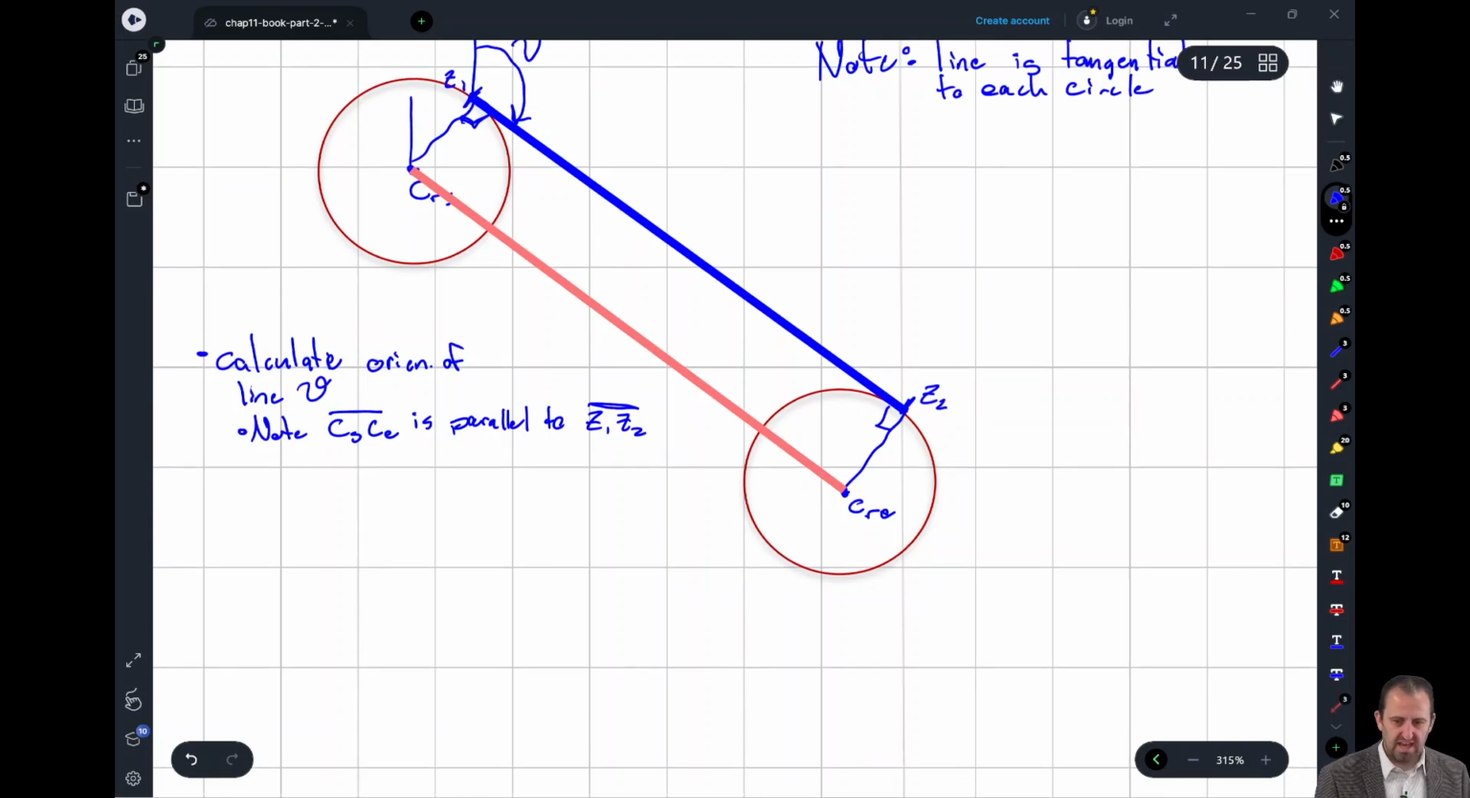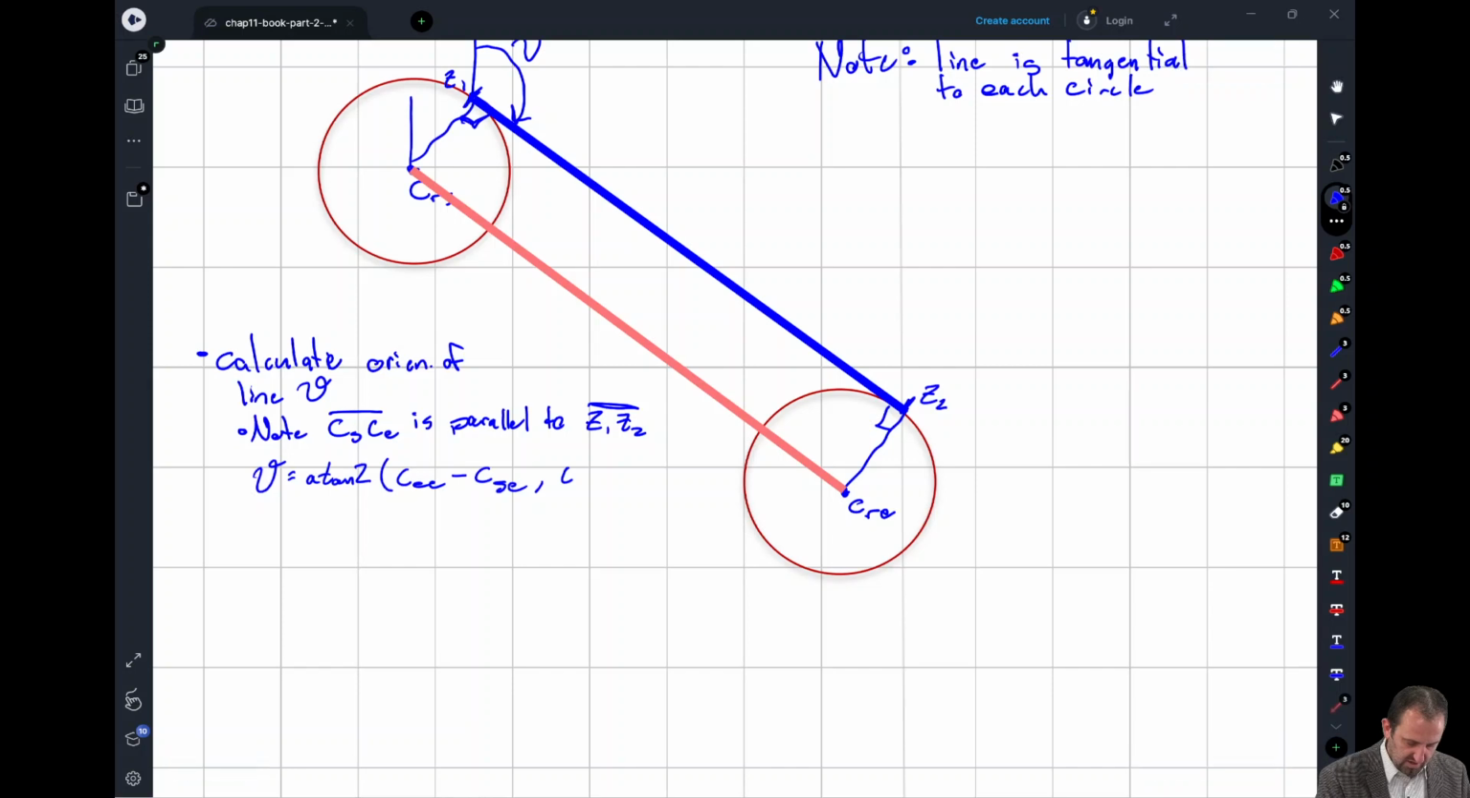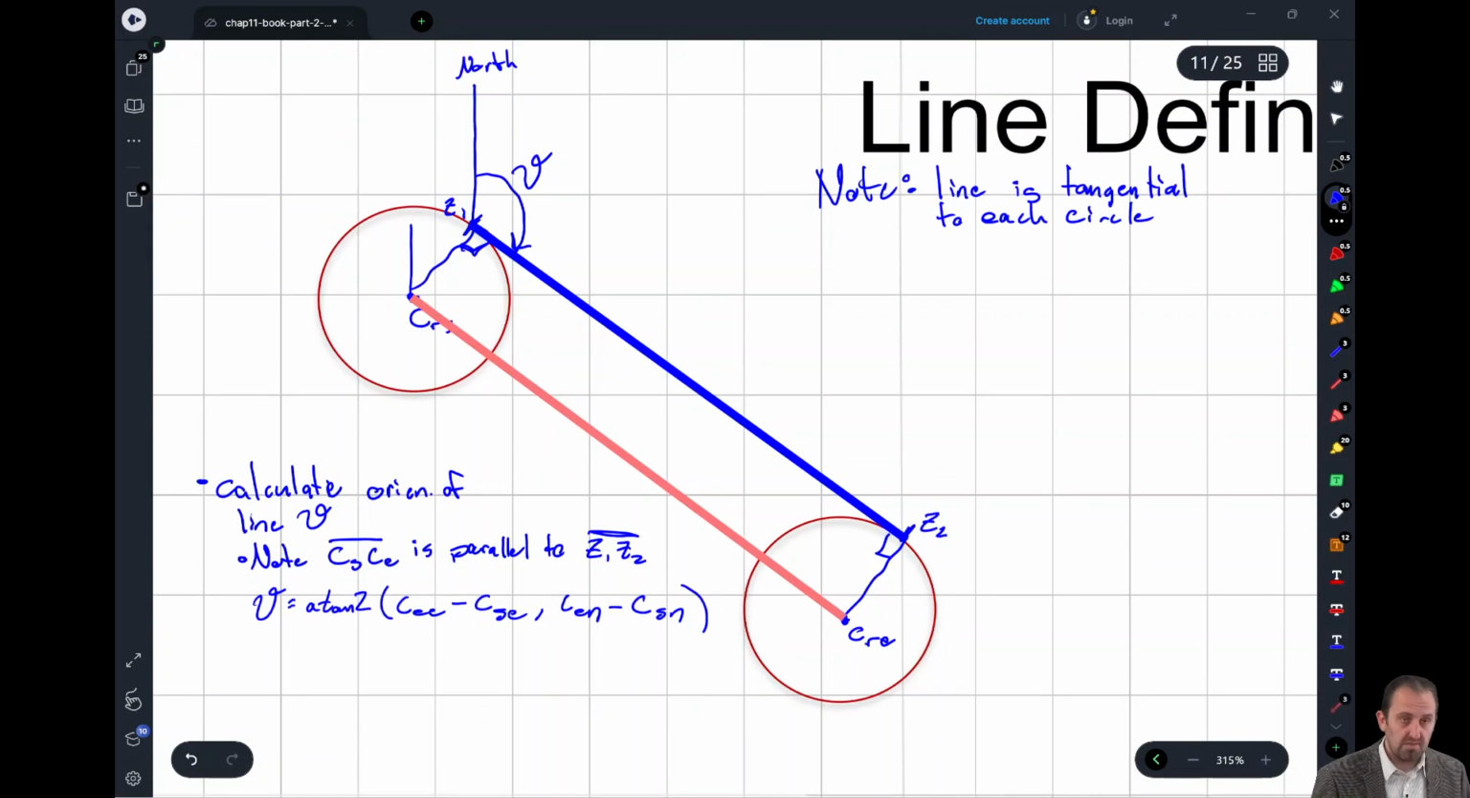We know that that's going to be the same, and so we can just calculate that var theta is going to be equal to the atan2 of our end east minus our start east, and then our C end north minus C start north. And I actually made a mistake here.